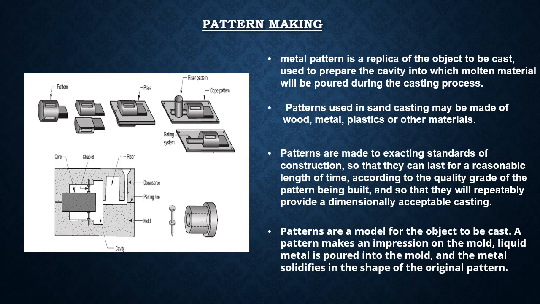Next one is pattern making. This is the picture of pattern making. What is pattern making? The pattern is essentially a replica of the object about to be cast, usually made out of wood, metal or model board. Patterns are used to create cavities in molds. It is through pouring molten metal into these molds that castings are created.